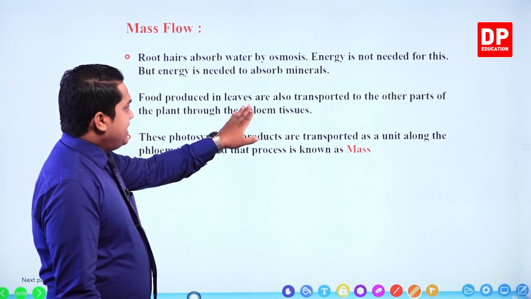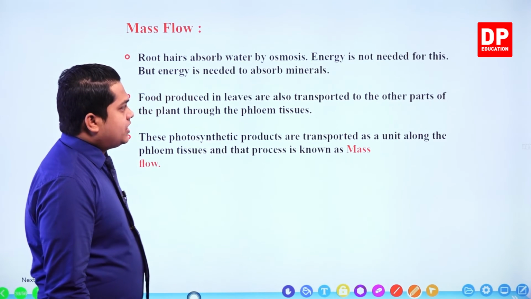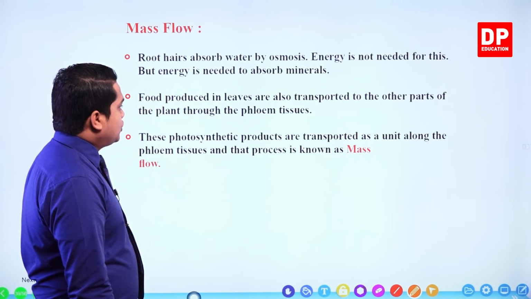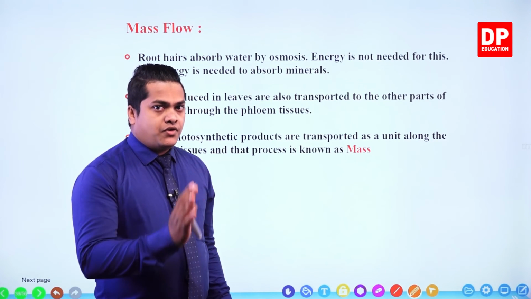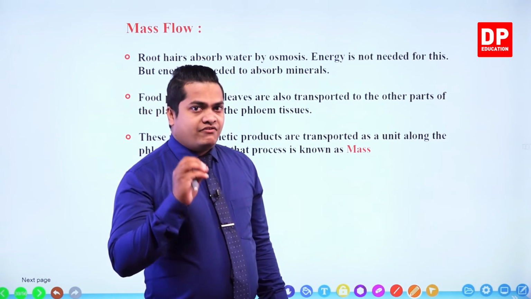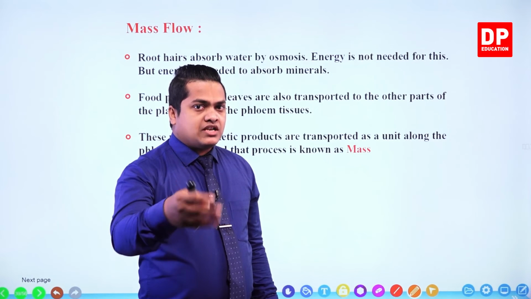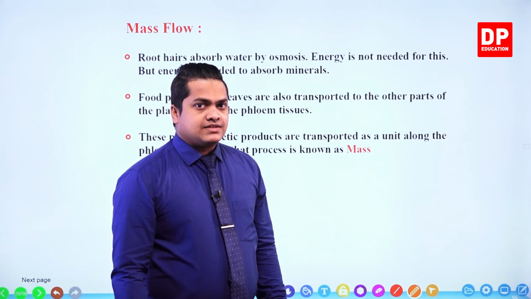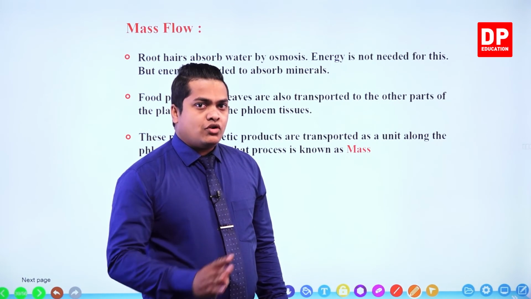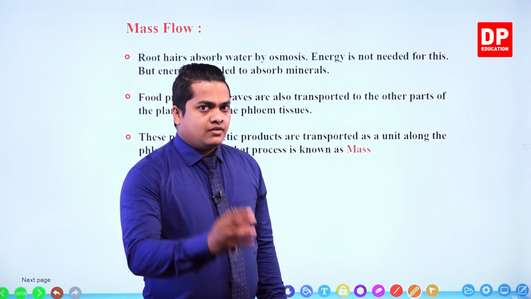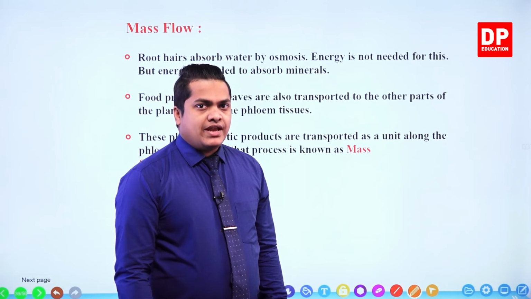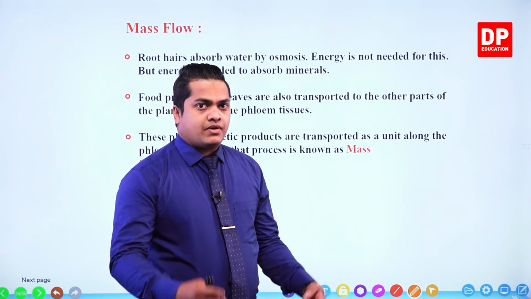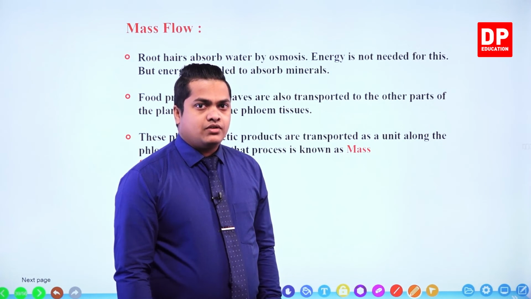Food produced in leaves is also transported to the other parts of the plant through the phloem tissues. So I told you that, right? Food which is being prepared within the plant leaf should be transported to different places. That should also happen by utilizing some amount of energy, right? There should be energy. Otherwise, these things can't be transported from one place to another.